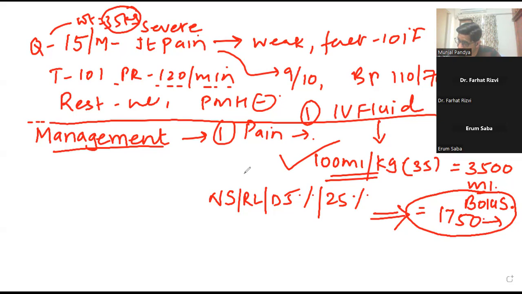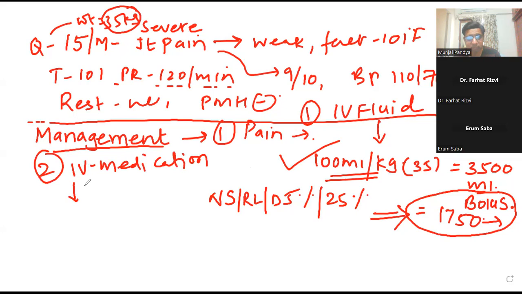Fine. So IV fluid you started, NS. Next, what else do you want to do for this patient? Then IV pain control, because the patient is in severe pain. IV pain control means IV medication for control of pain. What medicine will you give? Sir, IV morphine. What dose will you give? The dose is 0.1 to 0.15 milligram per kg per dose.